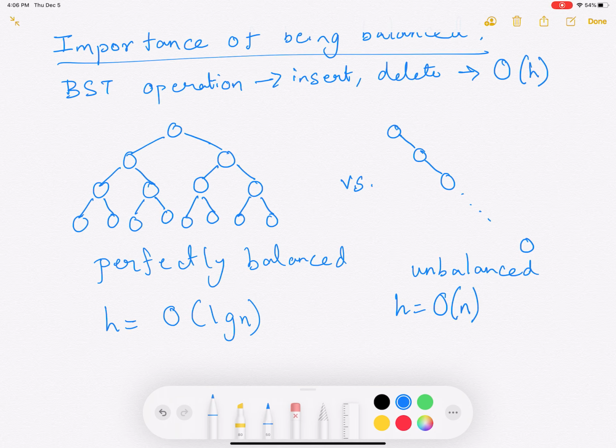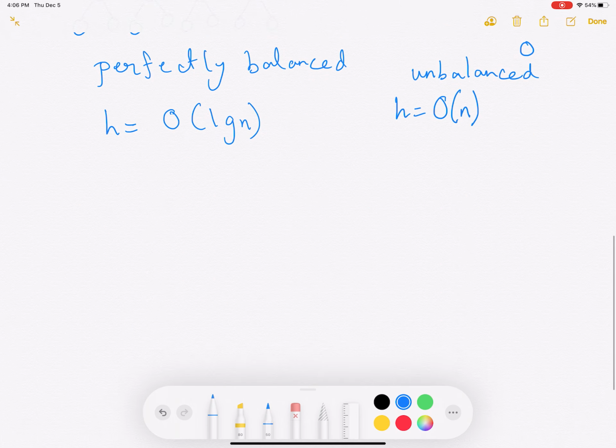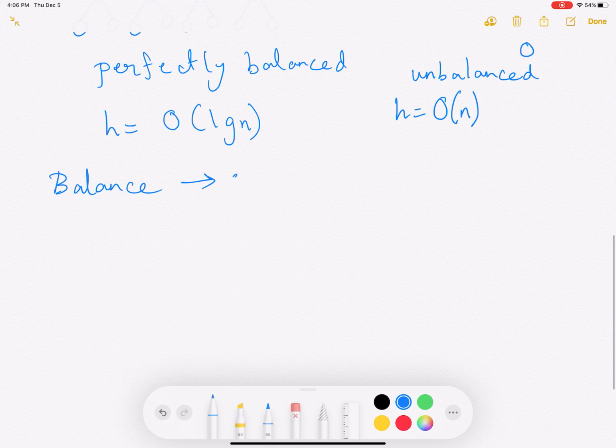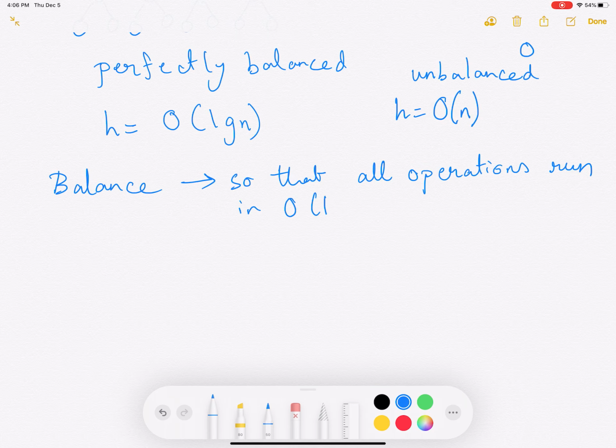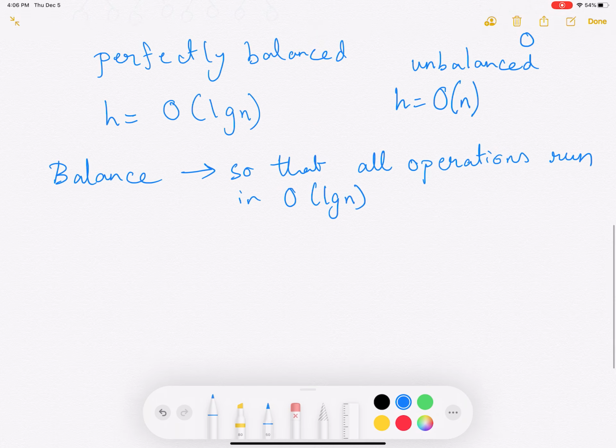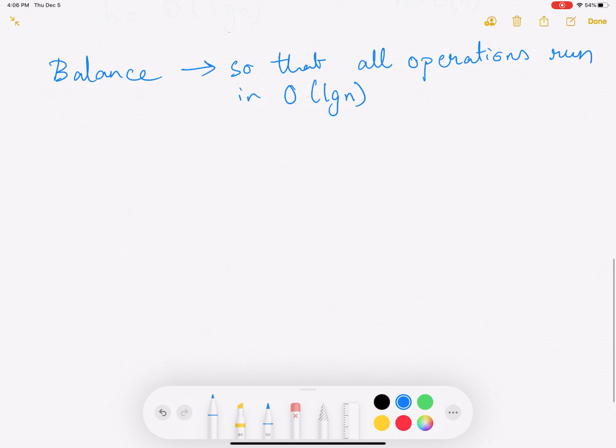So what we want is to balance the tree so that all operations run in O(log n). This is the main and primary reason why you would like to balance a binary search tree. Now there are many different balanced trees. In this video, we are going to talk about AVL trees.